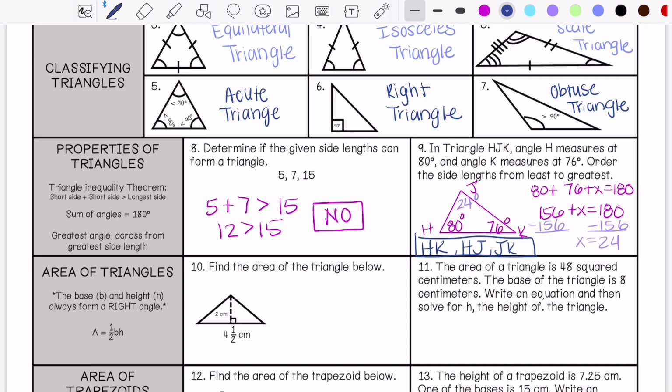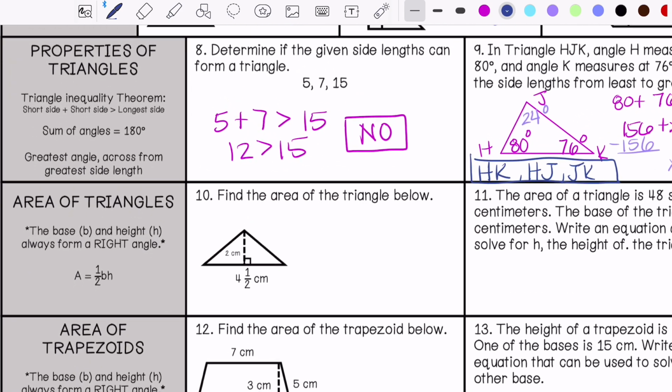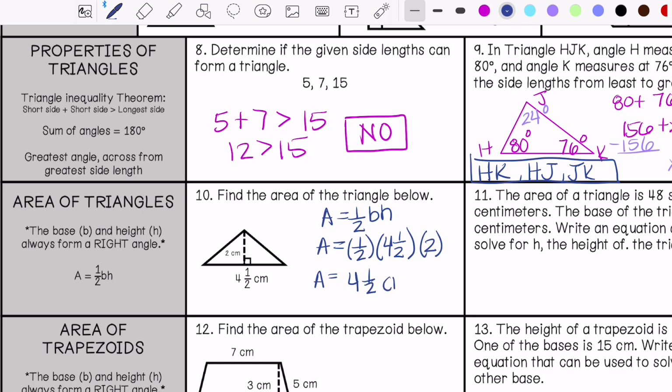So the area of a triangle is 1/2 base times height. Remember, we always look for the right angle between the base and the height. So we have area equals 1/2 base times height. We have 1/2 times 4.5 times 2. 1/2 times 2 is 1. So my answer is 4.5 centimeters squared.